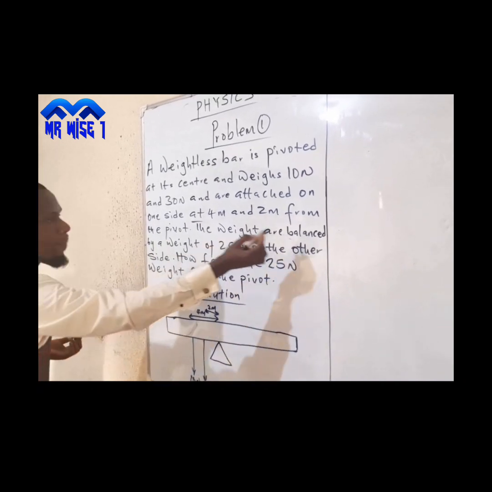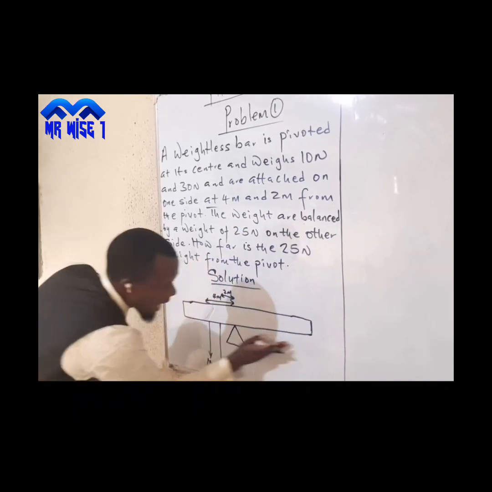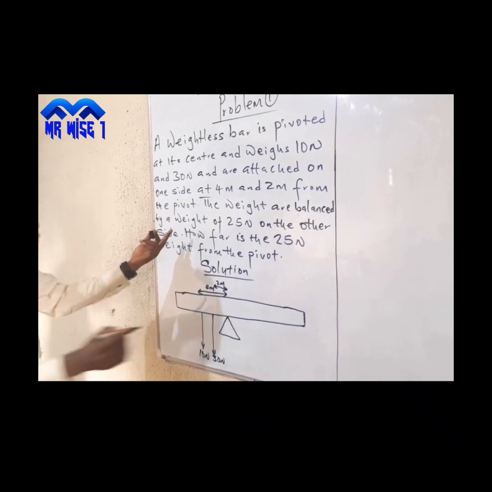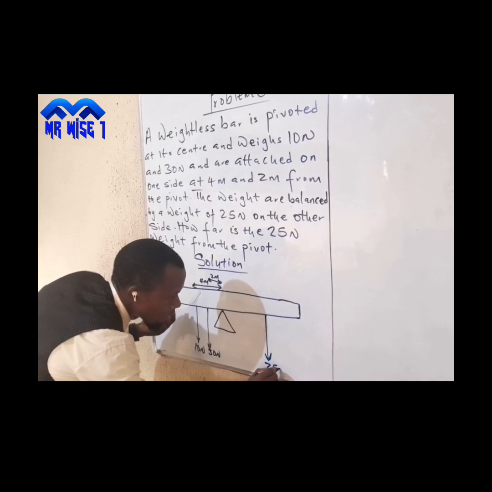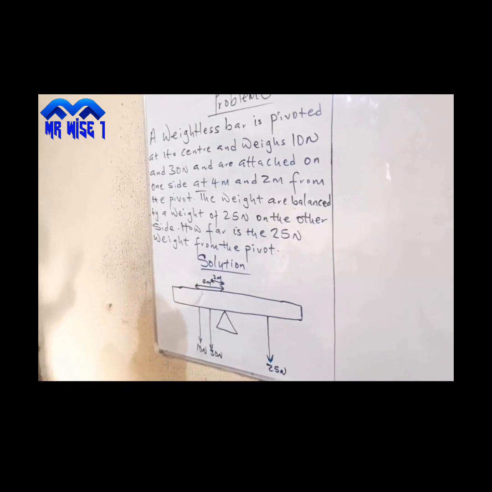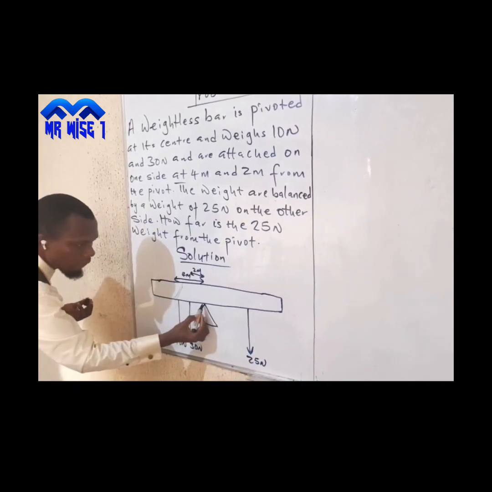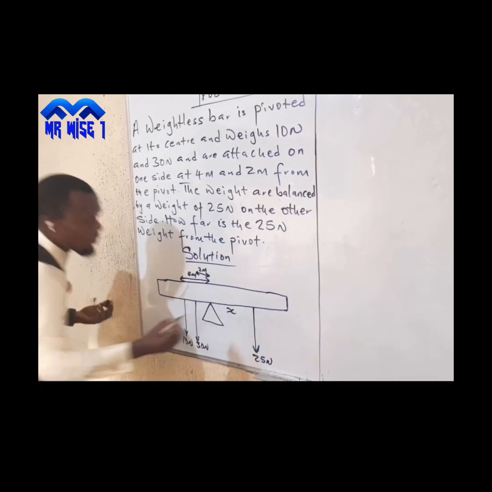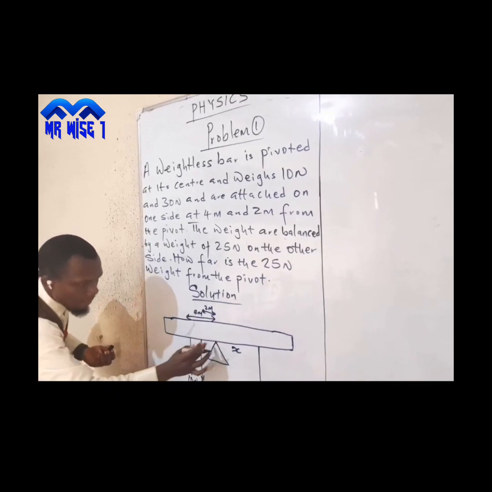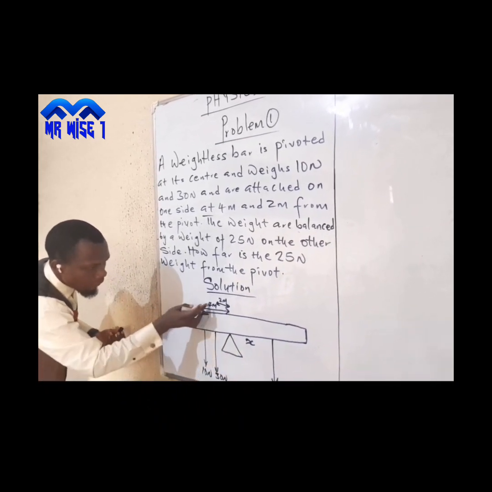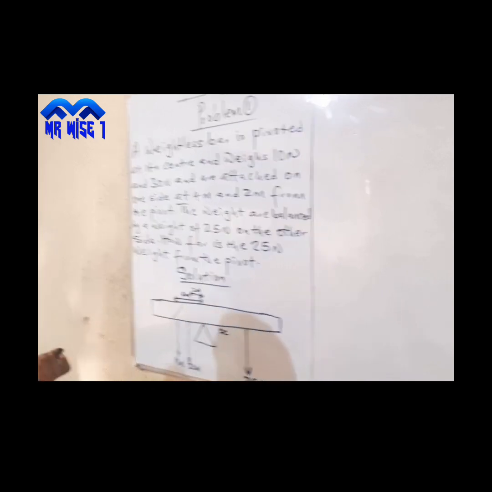From the pivot, the weights are balanced by a weight of 25 Newton on the other side. That means at this particular side, 25 Newton balances. Here is 25 Newton. Now see how far the 25 Newton weight is from the pivot. From this point to this point, we don't know. That's what we are looking for. Remember, from here to here is 4 meter, while from this point to this point is 2 meter.